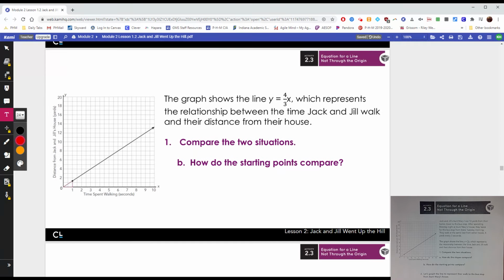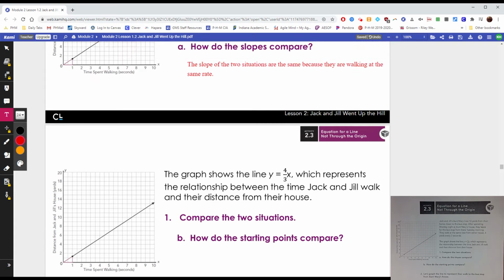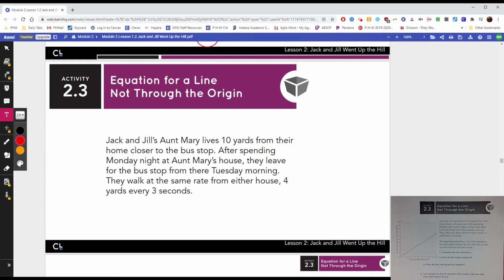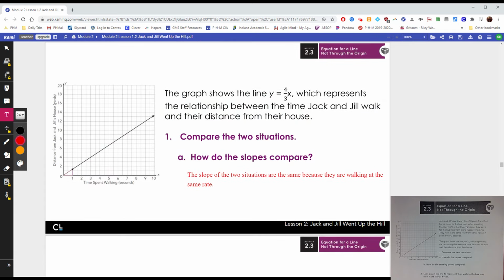How do the starting points compare? So this line represents when they walk from home, because they are 0 yards from their house. They're starting at their house. When they're at their Aunt Mary's house, it tells us that that's 10 yards away from their house. So that means they're starting up here at 10.